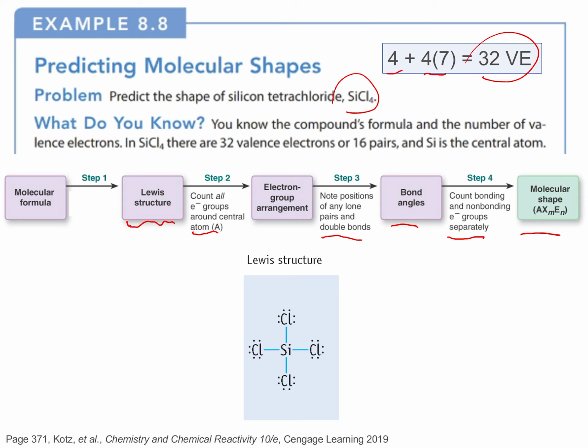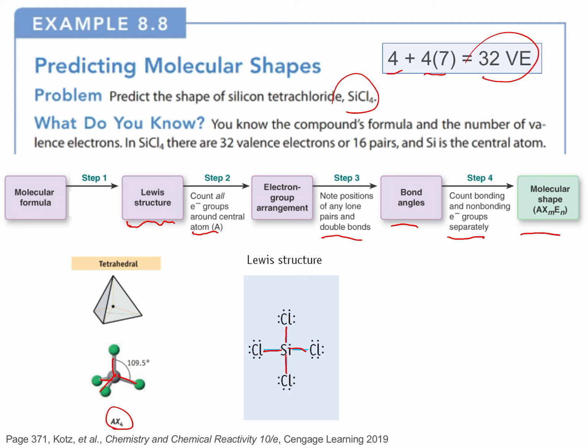So we have silicon in the middle, and it has, if we count, 1, 2, 3, 4 regions of electron density, or 4 electron groups. There are no lone pairs and no double bonds. It's just all single bonds. So that means that forms the corners of a tetrahedron because we've got these 1, 2, 3, 4 regions. So silicon tetrachloride has the formula AX4, which means we have A, the central atom, which is the silicon, and the X is the 4 chlorines.